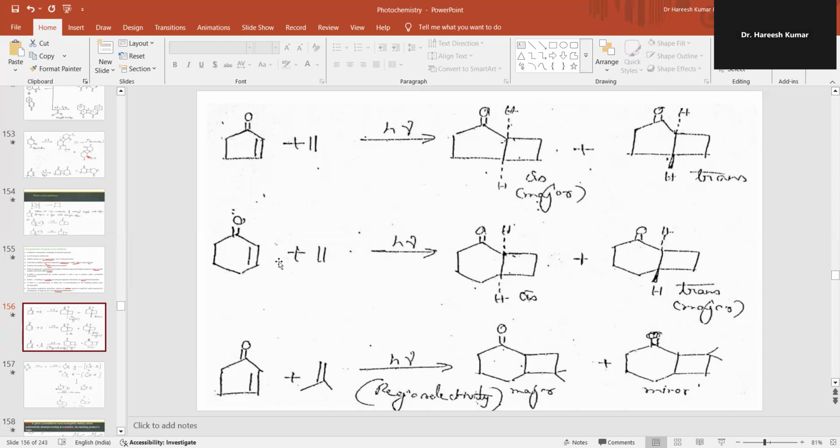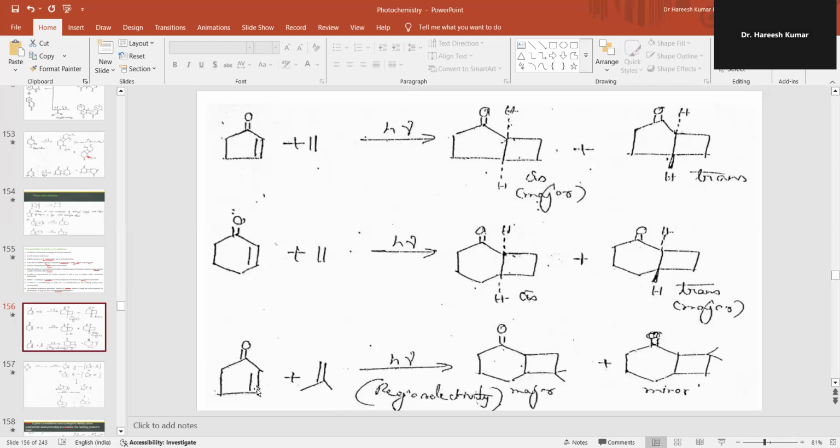Similarly, I'm taking one more example. Cyclohexanol on reaction with the alkene on irradiation gives cis and trans products, and the major one is the cis one in the case of this.